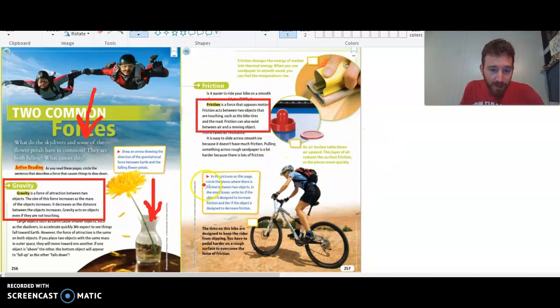Okay, I'm going to look at this little section here with these three examples and go through that with you. And then we're going to look at a couple extra examples too, to help us better understand friction. So here it says, in the pictures on this page, circle the places where there is friction between two objects. Then in the small boxes, write I if the object is designed to increase friction, meaning create more rubbing, or if it's designed to decrease friction, we'll put DEC, or I'll just put D, okay?